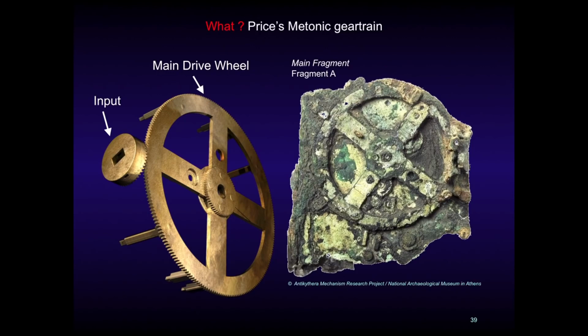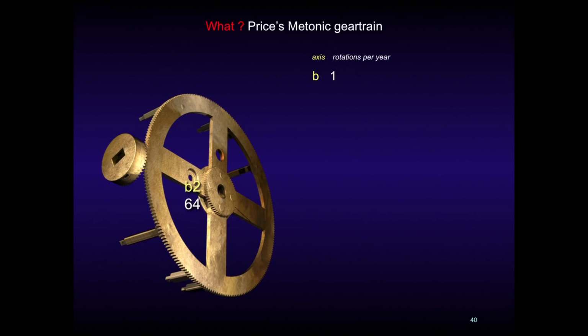Sometimes called the main drive wheel. It goes round one turn a year. On the left, there's a computer reconstruction, and you can see a little crown input gear, which is where the device was turned from, probably via a knob or a crank or something like that. And if you look on the back of that gear there, there's another smaller gear, B2, 64 teeth, also goes around once a year. Price then said there's another gear that meshes with it, C1 with 38 teeth.